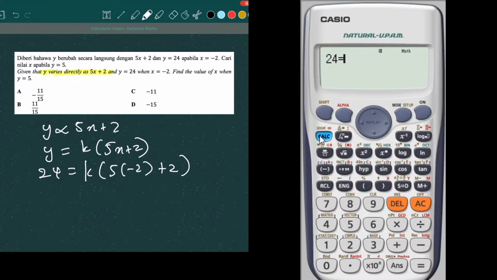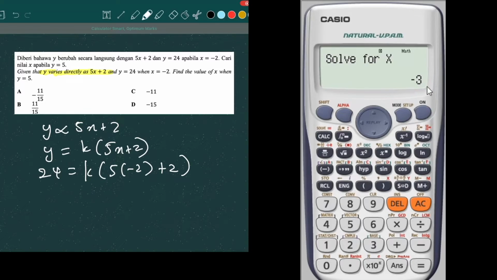Okay, let's insert 24 equal X in bracket 5, bracket negative 2 plus 2. You boleh masukkan semua ni terus dalam calculator kalau you tak tahu nak congak sangat. Masukkan je sebiji-sebiji macam ni dalam calculator dan tekan shift solve. Dekat equal sign kat bawah you dapat solve for x equal negative 3.